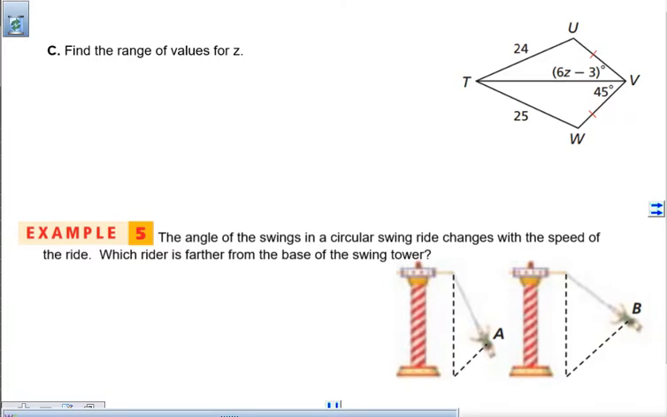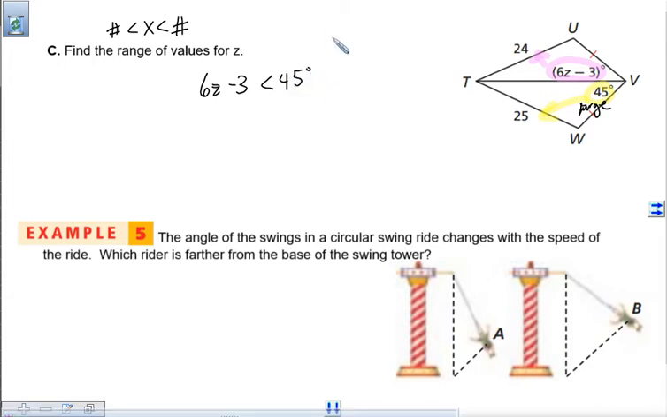Our next one, we want a range of values for angle Z. Again, remember that for a range, you're going to have a lower number is less than x is less than a higher number. And we have information in angles. So this goes with the 24, and the 45 is across from the 25. And that means that the 45 degrees is the larger angle, and 6z minus 3 is less than 45 degrees.